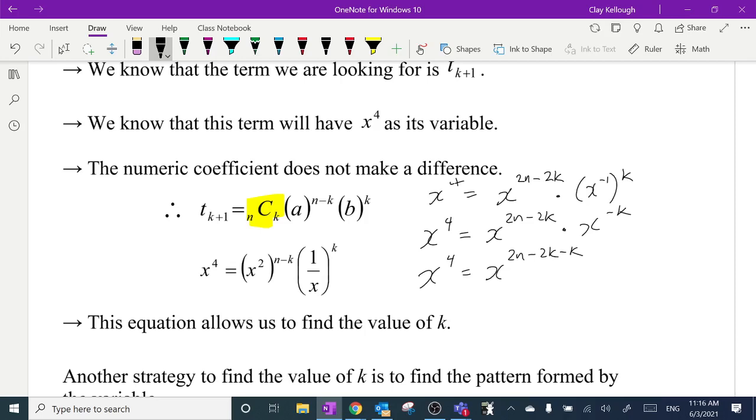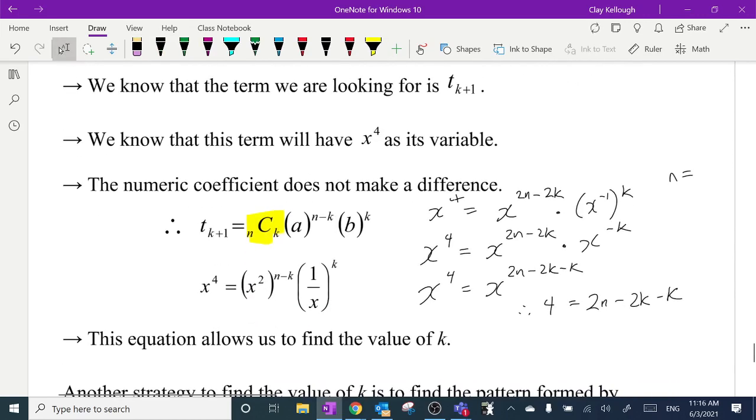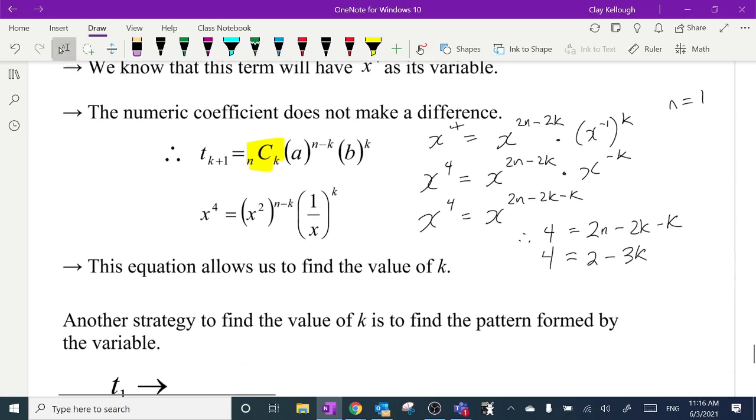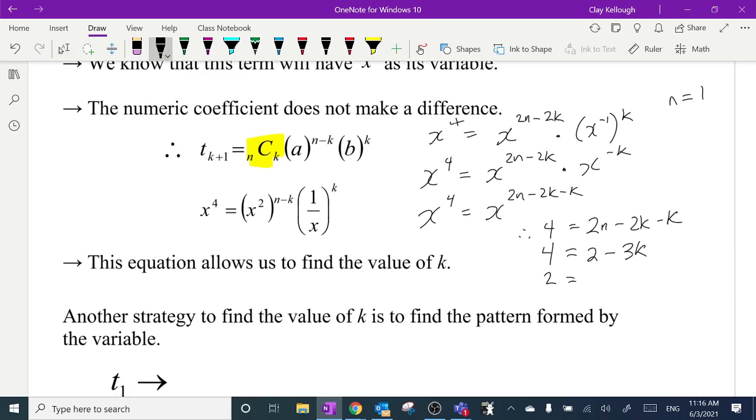And then I can say that, therefore, this base and this base are the same, so these two exponents must be the same. So 4 is equal to 2n minus 2k minus k. Oh yeah, and we know n, don't we? Don't forget, we knew that up here, n was 1. So I can substitute a 1 for there, and 4 is equal to 2 minus 2k, why don't I add those together? Minus 3k. Move the 2 to the other side, and isn't that cool? K is negative 2/3.